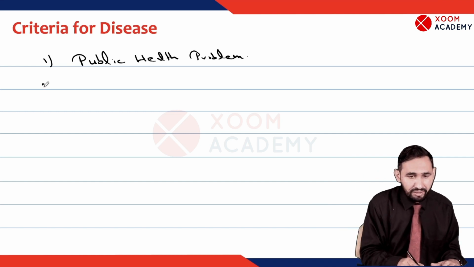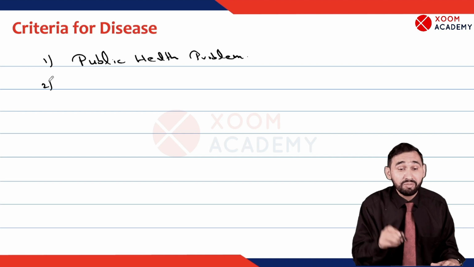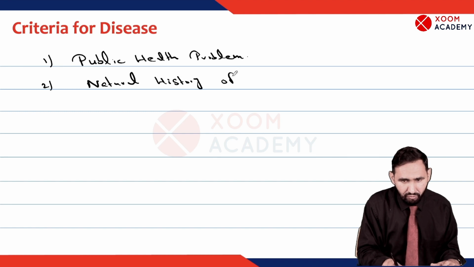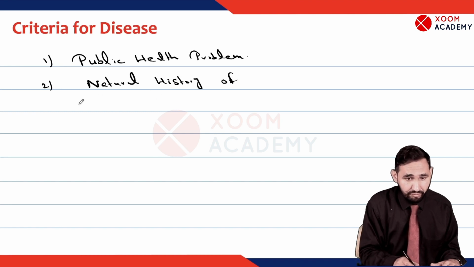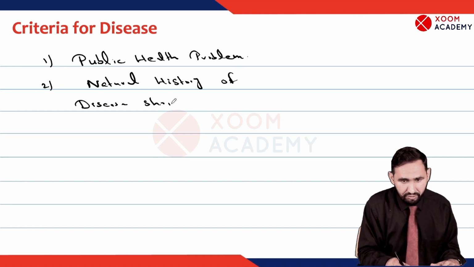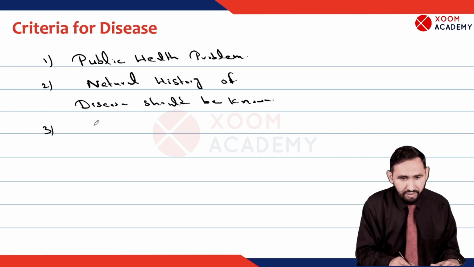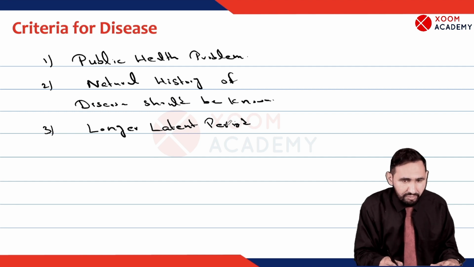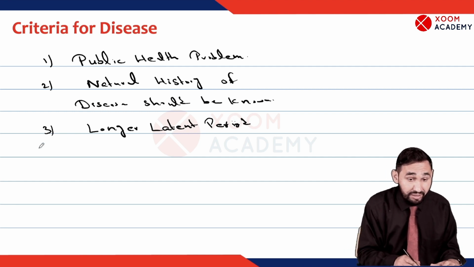Second, natural history of disease should be known. We should know the natural history. We should know the steps of disease process. What are steps of disease process? Like what is pre-pathogenesis phase? What is pathogenesis phase? What is the outcome of that disease process? Plus, disease must have a longer latent period. So we select the disease according to this criteria. It's a burden, it's a problem. Natural history is known, latent period is greater.